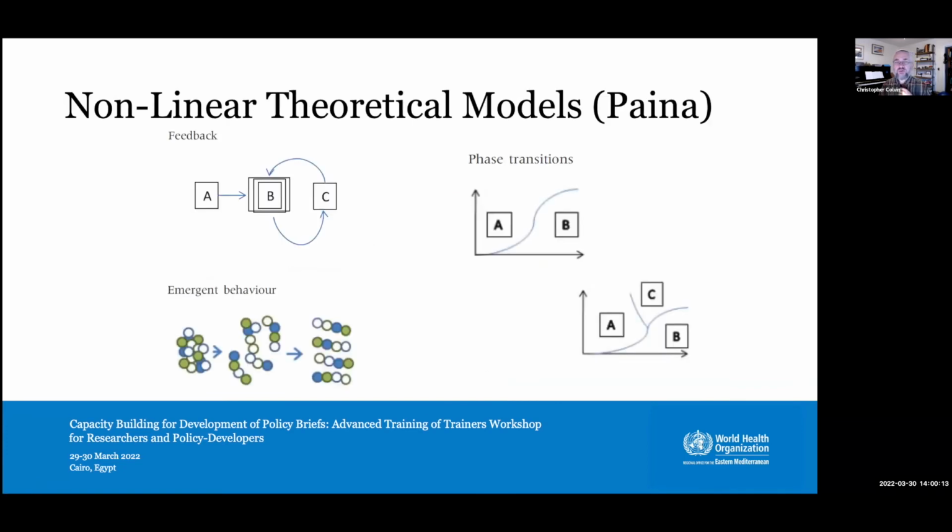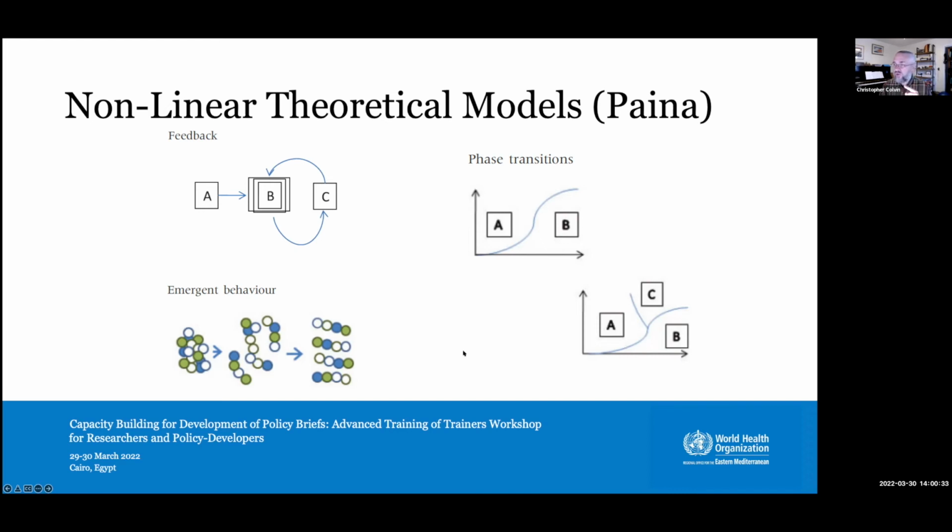And then these are some of those more complicated models that show that change often doesn't happen in a straight line. There can be feedback loops. Behaviors often emerge without you kind of directing them. And you can have sudden changes in states called phase transitions.